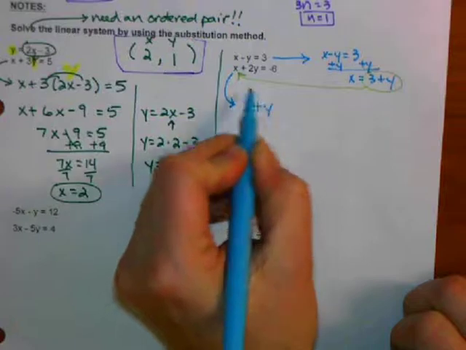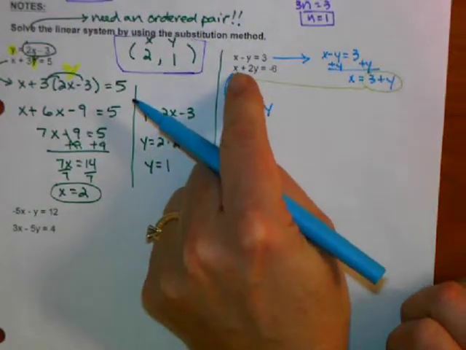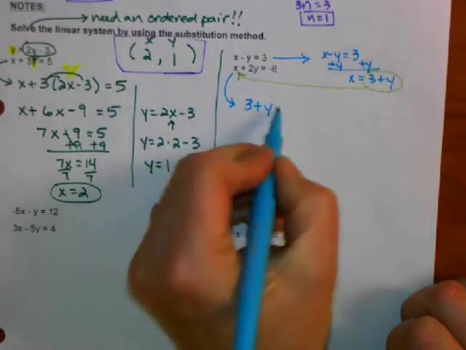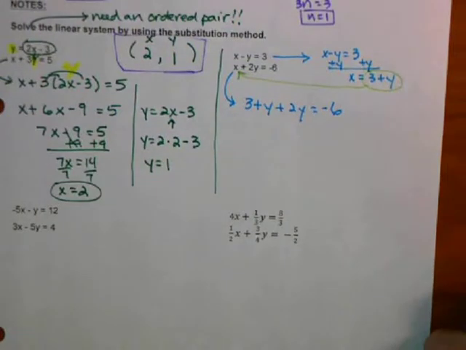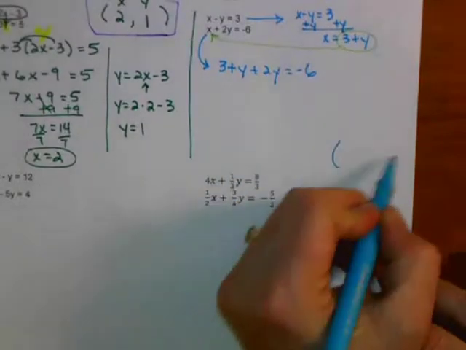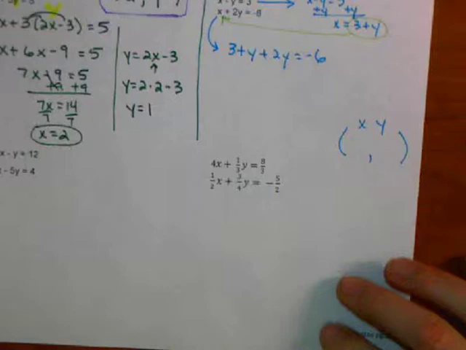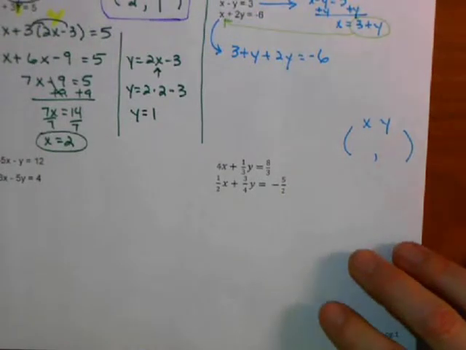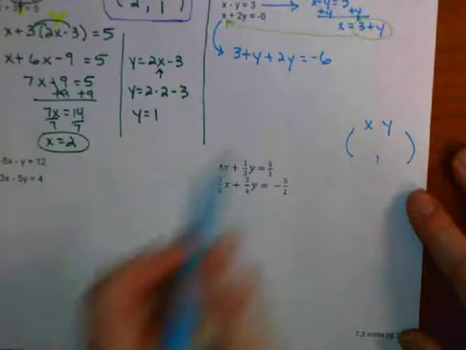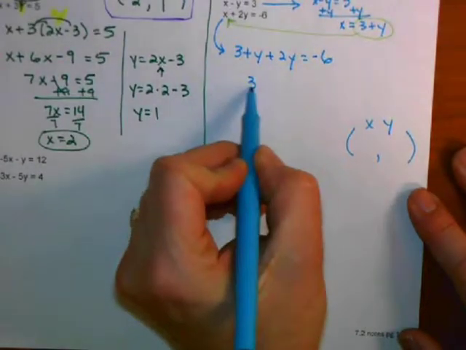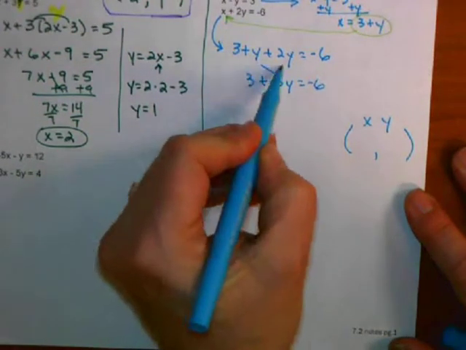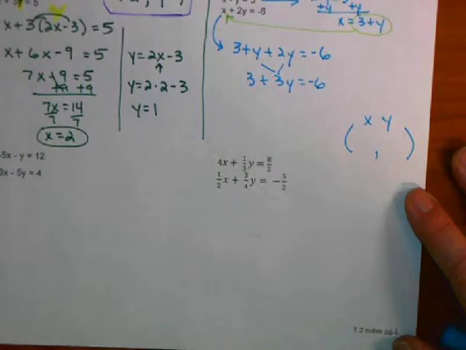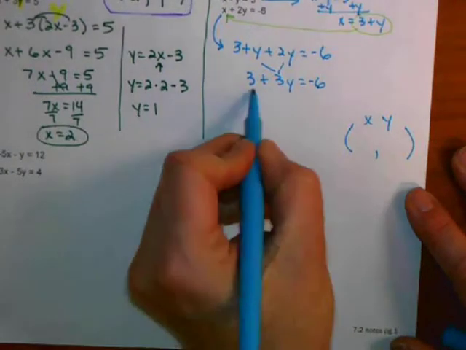3 plus y, substitute it in for x. Don't forget this part, plus 2y equals negative 6. And now I have all y's. What did I forget? What did I say you should always start by doing? Write your empty ordered pair. That's what your answer needs to be. So, okay, let's go back up here. Combine your y's. So we have 3 plus 3y equals negative 6. I combined 1y and 2y. Subtract 3.